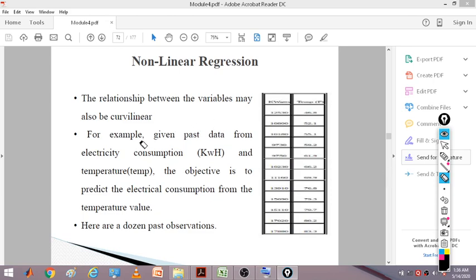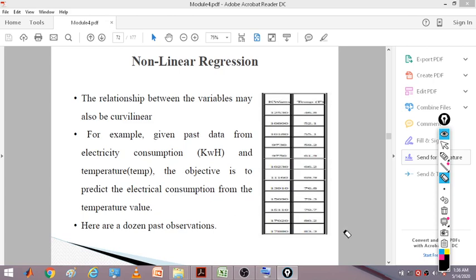Okay, so for the example given, we have past data of electricity consumption, in kilowatts per hour, against temperature. Now the objective is to predict the electrical consumption from the temperature value. If the temperature is higher, people are running their fans and ACs, so the consumption of electricity is more. So depending on the temperature, what is the electrical consumption? This is what we want to judge.